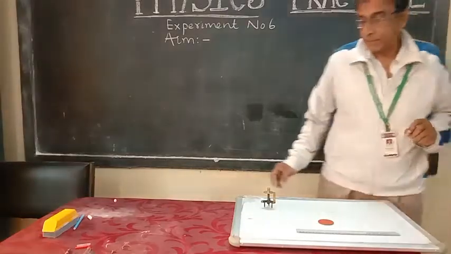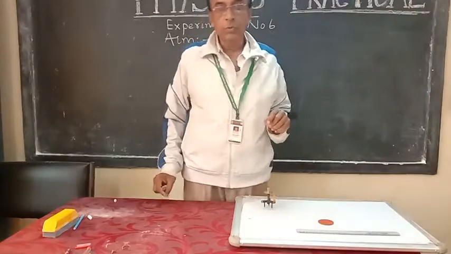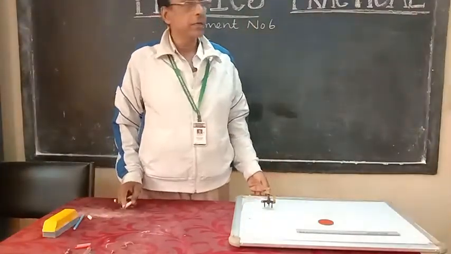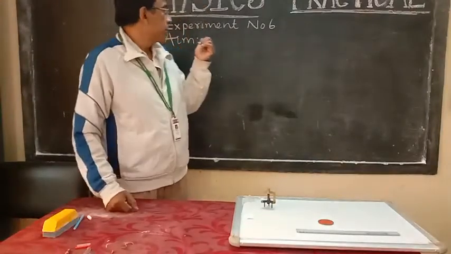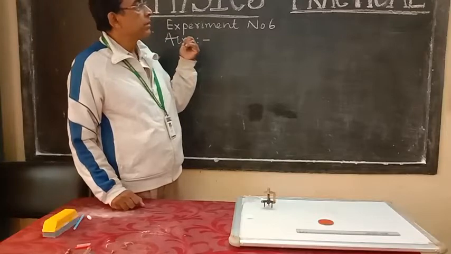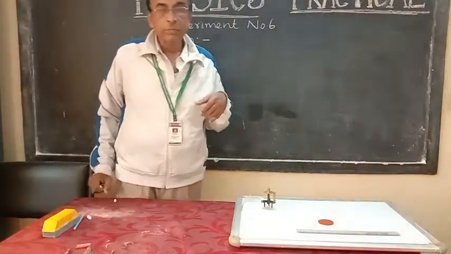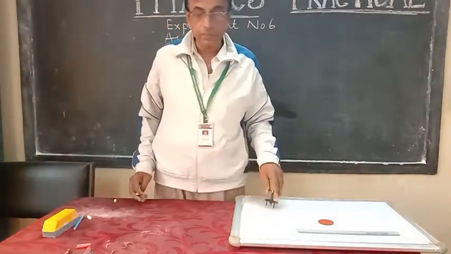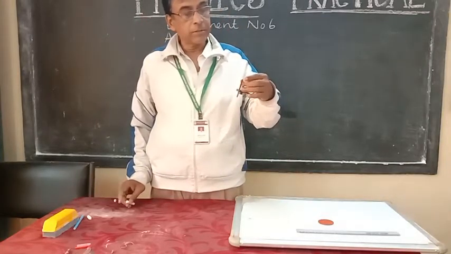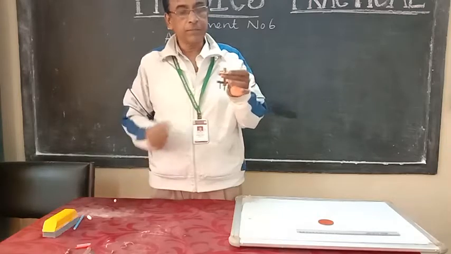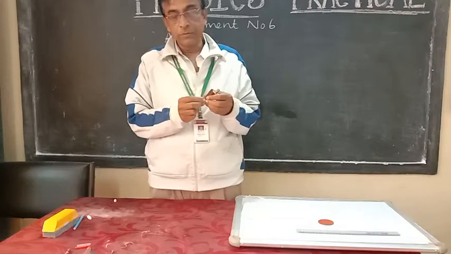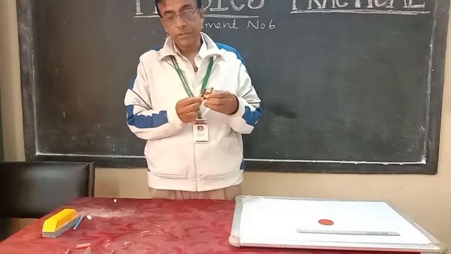Hello, good morning, children. So, as you know, we are now supposed to start with experiment number 6, and the aim of the experiment is to determine the radius of curvature of a given spherical surface by a spherometer. This is called a spherometer. Why this name? It works on the principle of the micrometer screw.